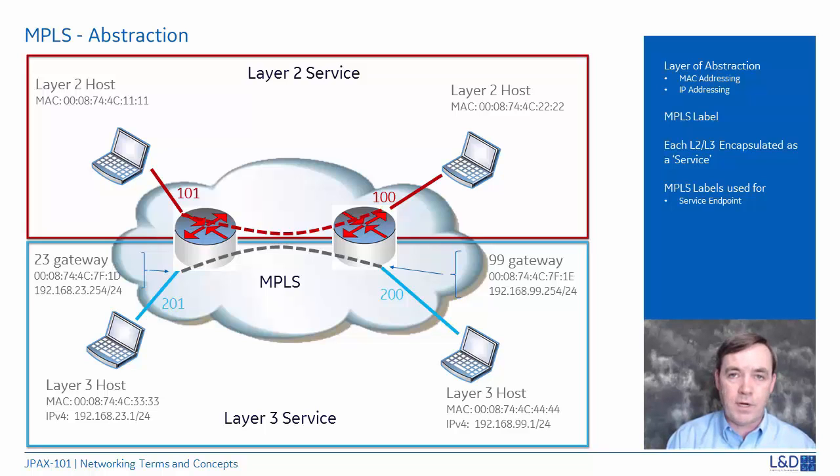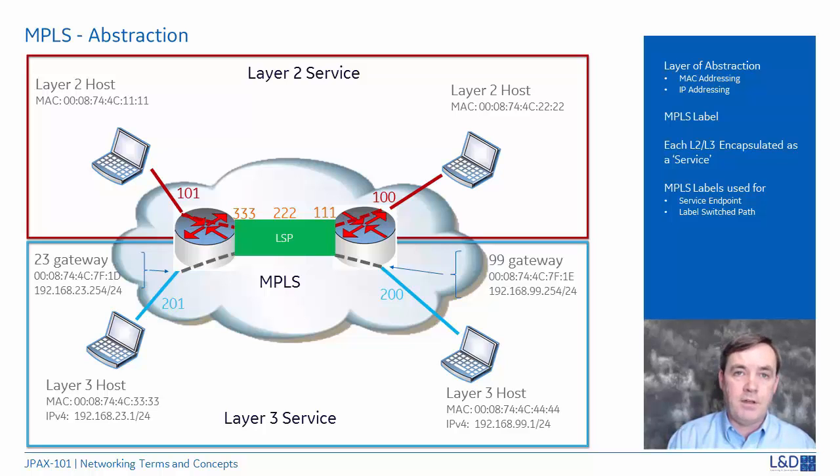Each service pseudowire is mapped to a path between service endpoints, called a label-switched path. These paths are defined using labels on each MPLS router between the source and destination service endpoints. In this case, the labels on the routers between the endpoints form a path, like a cookie crumb trail, for the pseudowire packets to follow to the correct destination.